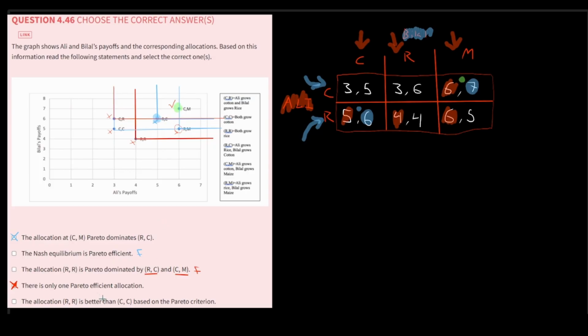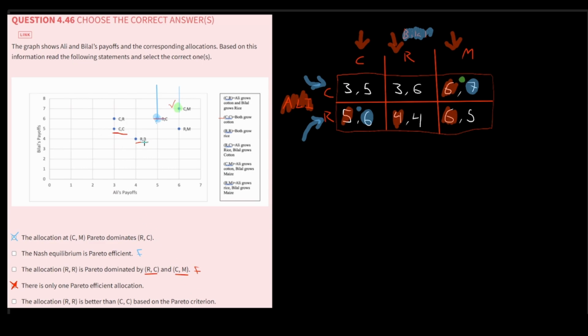Finally, the allocation RR. Maybe let me just erase some stuff here so I can see where RR is. There we go. Okay, so the allocation RR is better than CC based on the Pareto criterion.